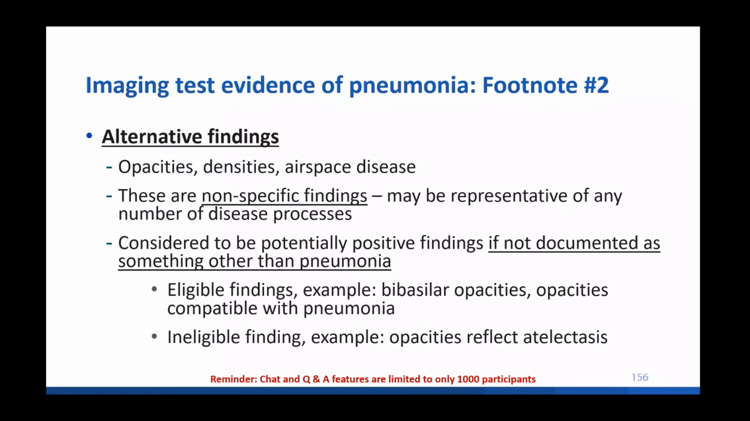However, there are certain alternative imaging findings that may be considered as potentially positive imaging test evidence of pneumonia. These include findings such as opacities, densities, and airspace disease, which are non-specific imaging findings that can be representative of any number of pulmonary processes, including pneumonia. So, if these findings are noted and are not documented as being representative of something other than pneumonia, such as, for example, atelectasis or pulmonary edema or chronic lung disease, they can be considered as evidence of pneumonia. And this guidance is found in footnote number 2 in the pneumonia protocol.